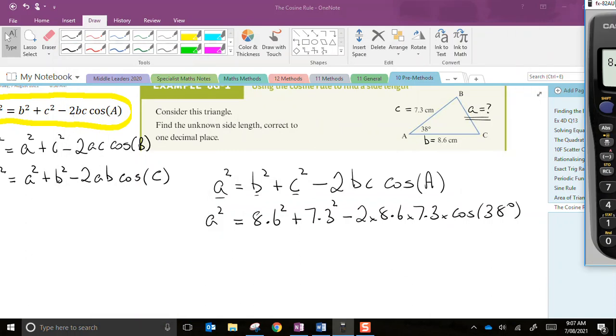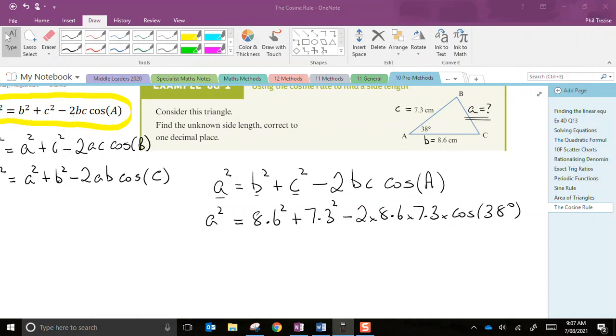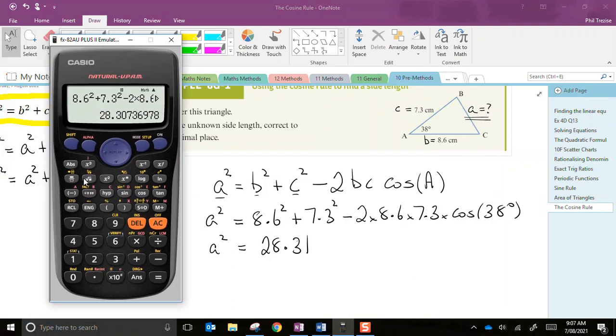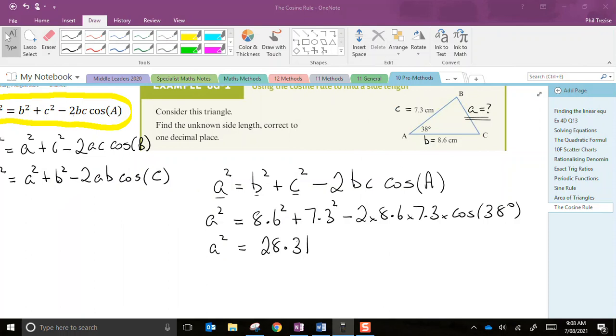That's the value of a squared. I'll just make a note. a squared is 28.31 if I round. Now my final answer, of course, I will need to take the square root of that answer. Please use the answer key. Don't retype a rounded off answer. So they said correct to one decimal place, so 5.3 centimetres if I round off.